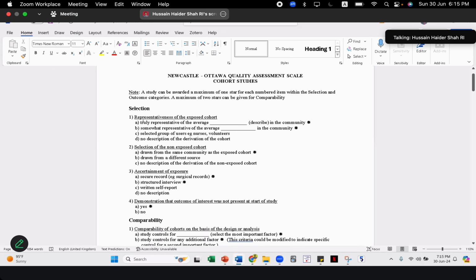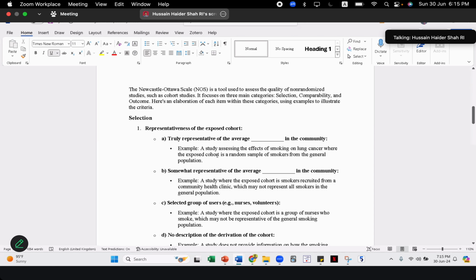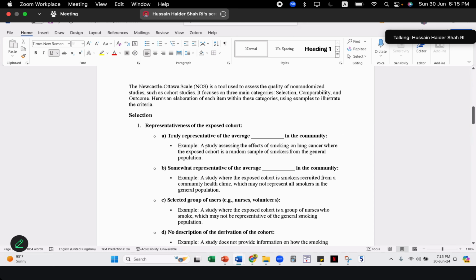Now, the first question of the quality assessment scale is this: whether the exposed cohort is a true representation or is somewhat representing the community, or it has picked a selected group, or there is no description of where they picked the cohort. Now this is the first question, okay? How do I know it? If in the methodology section the journal has mentioned from where they have picked the cohort.